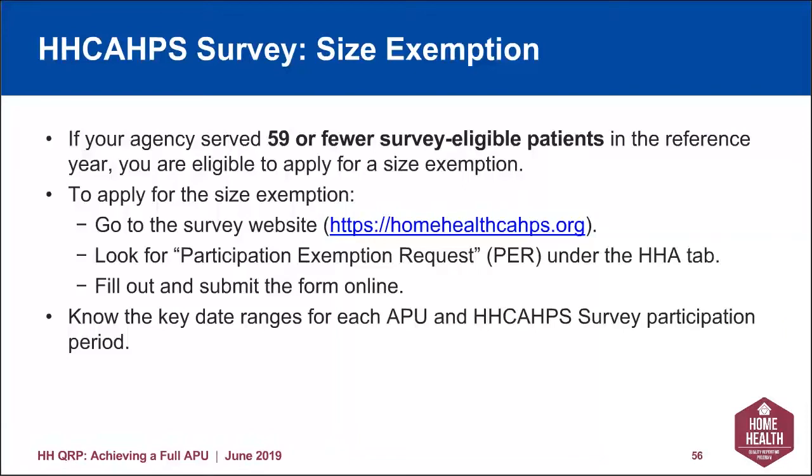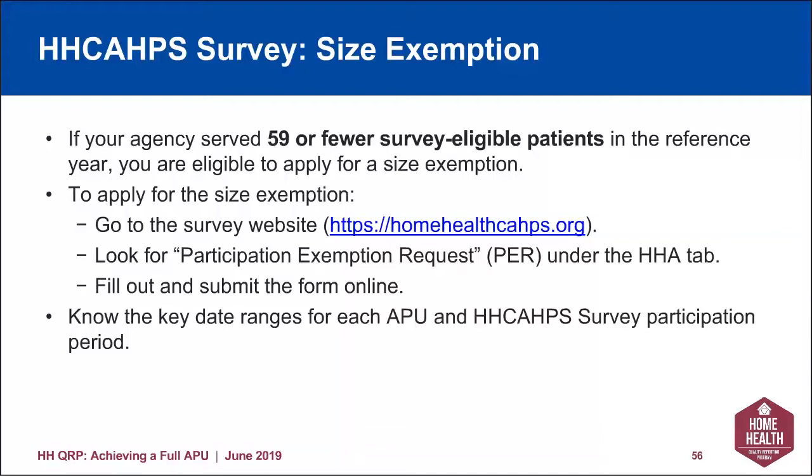This slide is about the size exemption. Every year, your home health agency should count the survey-eligible patients that were in the previous year. So if we're in a data collection period that starts April 2019, you would check the count that started in April 2018 through March 2019. If you are a very large agency, you probably do not have to do this.